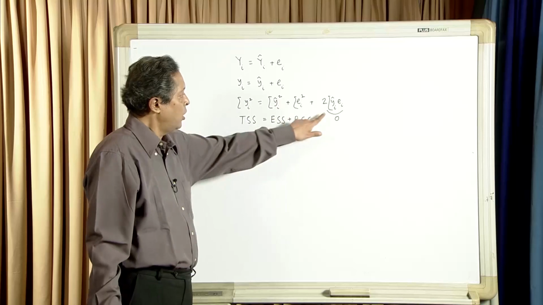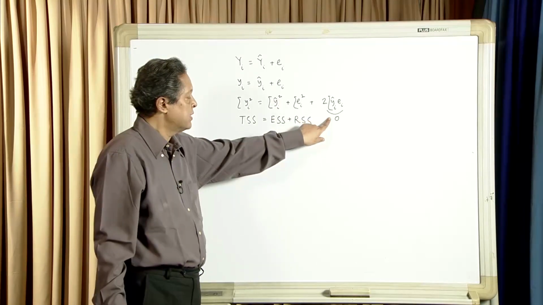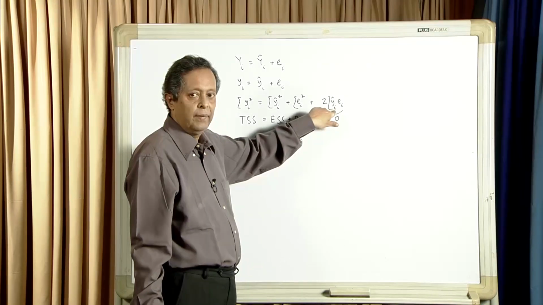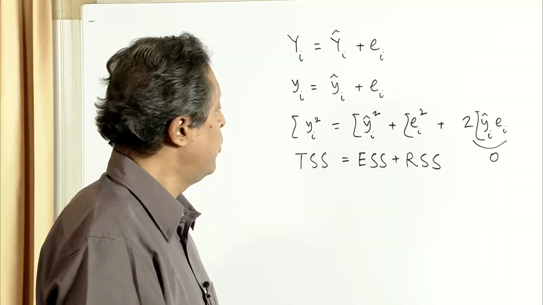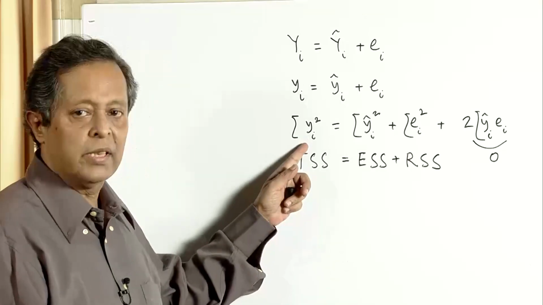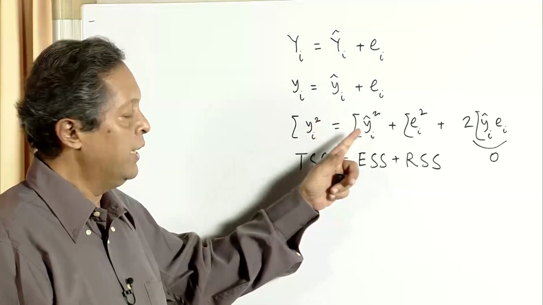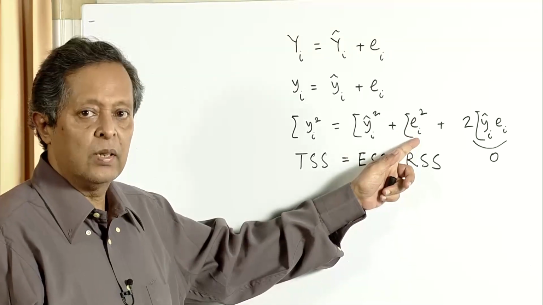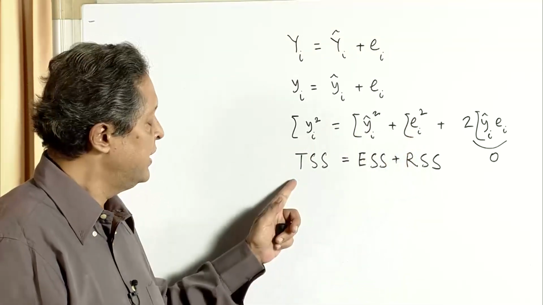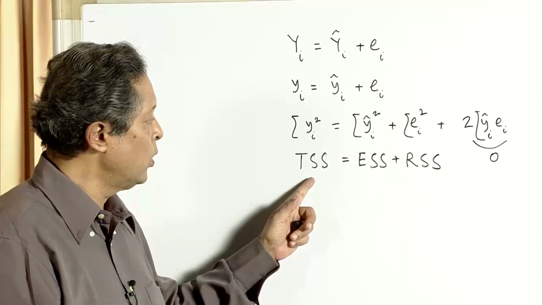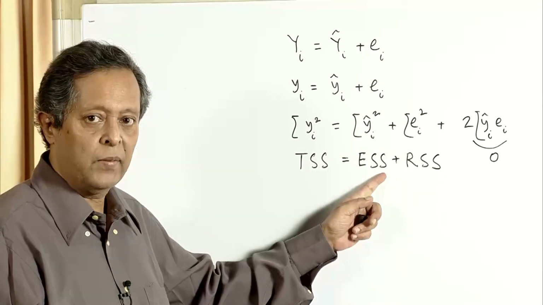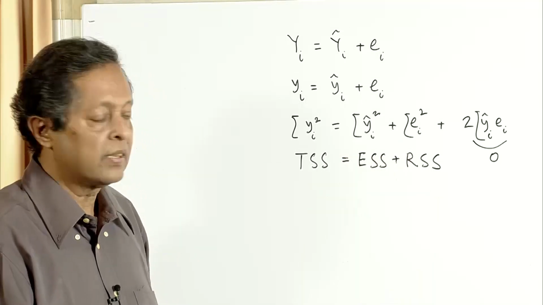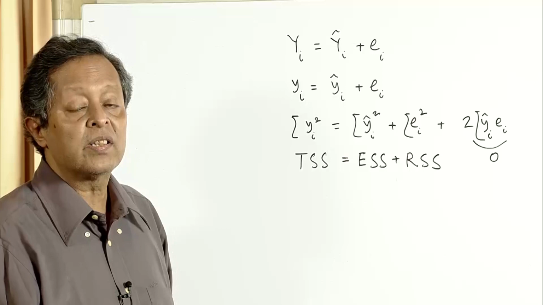So, because of the property of the normal equations, the covariance between the error and estimated value is equal to 0. Therefore, we can partition the total sum of squares into explained and unexplained or residual sum of squares. This partitioning of total sum of squares into explained sum of squares and residual sum of squares forms the basis for explaining the goodness of fit.